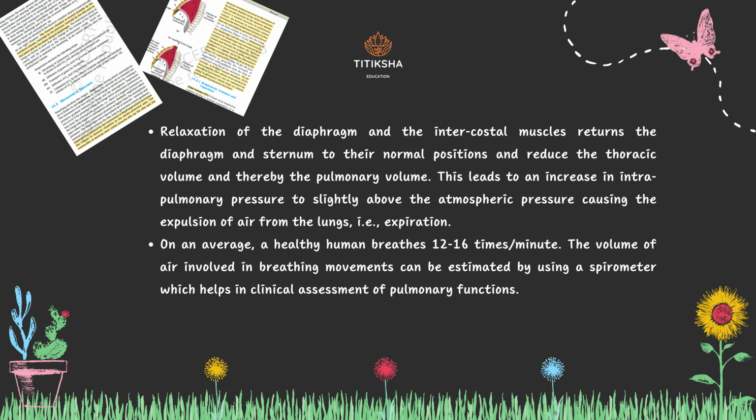Relaxation of the diaphragm and the intercostal muscles returns the diaphragm and sternum to their normal positions and reduces the thoracic volume and thereby the pulmonary volume. This leads to an increase in intrapulmonary pressure to slightly above the atmospheric pressure, causing the expulsion of air from the lungs, that is, expiration.